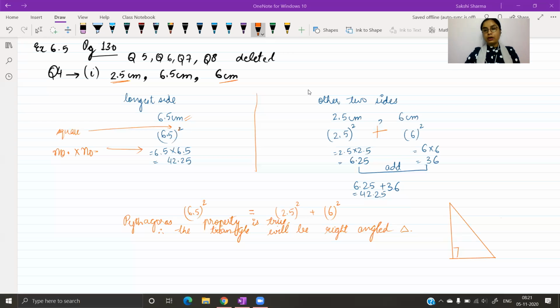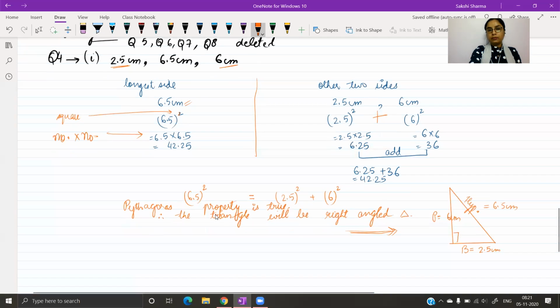Now we have a right triangle. I have roughly drawn it in the diagram here. The longest side is the hypotenuse. So this is your hypotenuse, which will be 6.5 centimeters. The standing line is your perpendicular. This can be 6 centimeters and the base will be 2.5 centimeters. And they were asking where the right angle will be formed.